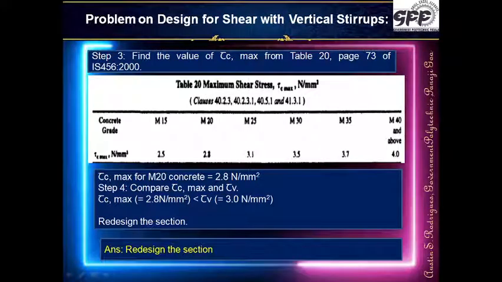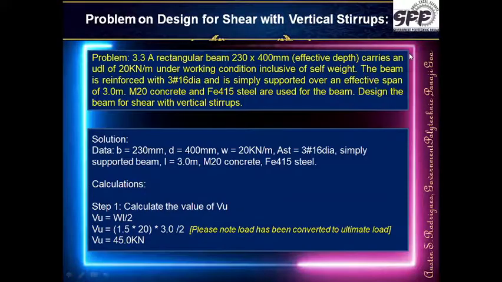So after the first problem, let us continue further and see another problem on the same thing. The other problem number 3.3 goes this way. A rectangular beam 230 mm wide, 400 mm effective depth carries a UDL of 20 kN per meter under working condition inclusive of self weight.